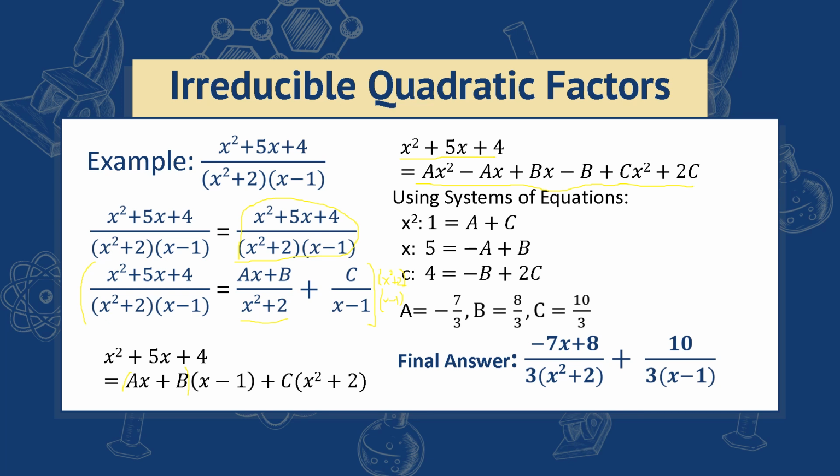So now we have three different kinds of powers of x. We have x to the 0th power, x to the first power, and x to the second power. So using system of equations, we could equate all of the x's to the 0th power to each other, the x's to the first power to each other, and x to the second power to each other. So for x to the second power, we would have 1 is equal to a plus c. For x to the first power, we would have 5 is equal to negative a plus b. And for x to the 0th power, or the coefficients without any x's, 4 is equal to negative b plus 2c.